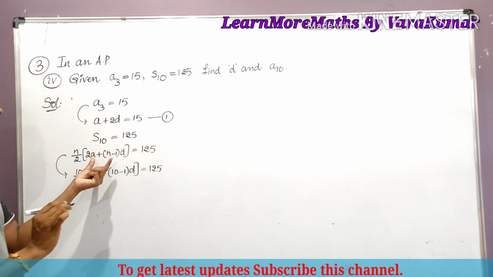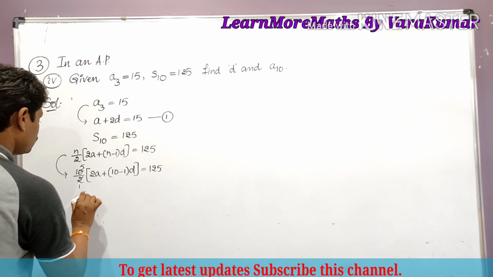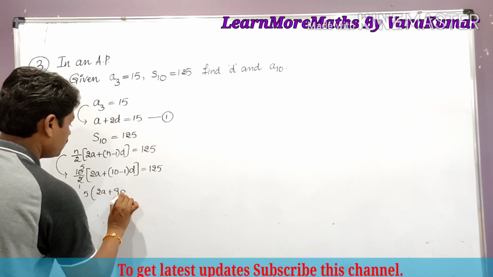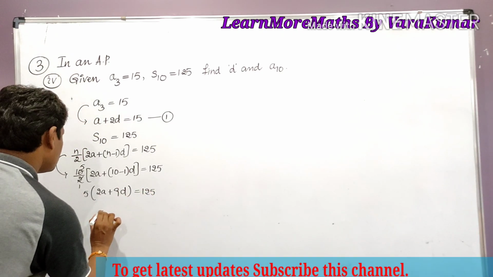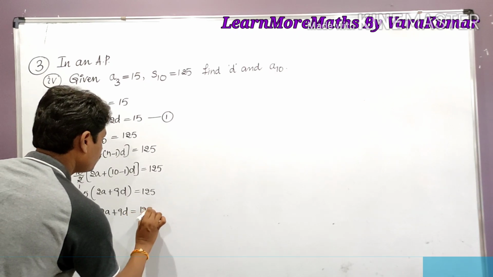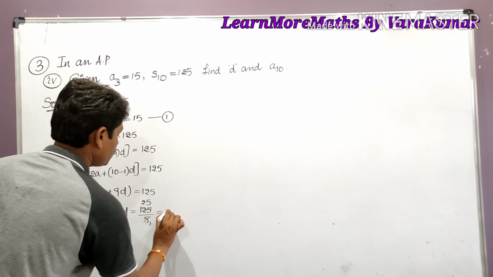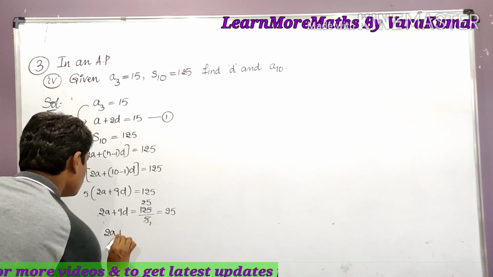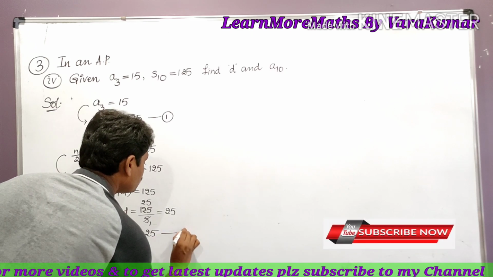So this is the Sn formula, student. Just we have to substitute. 2 ones are 2 and 2 fives are 10, so 5 into 2a plus 10 minus 1 is 9d is equal to 125. Take 5 to the right side, student, we get 2a plus 9d is equal to 125 divided by 5. 5 ones are 5, 5 twos are 10, so 5 fives are 25. So we have equation 2: 2a plus 9d is equal to 25, student. Let it be equation 2.